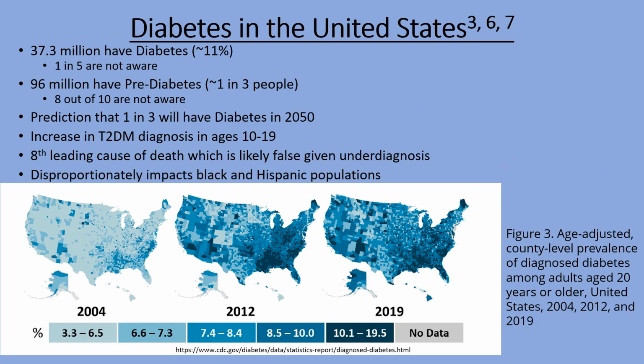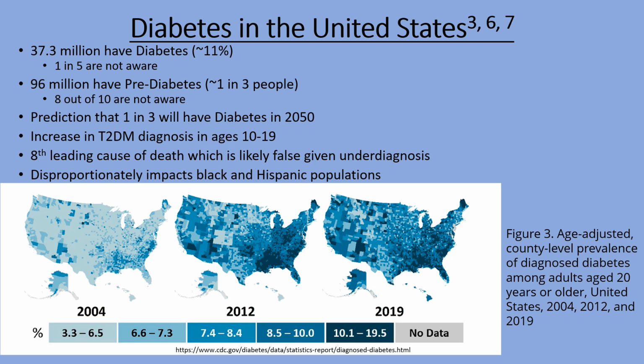Now we will talk about diabetes in the United States. The statistics on diabetes in the U.S. are very concerning. About 11%, or 37.3 million people, have diabetes, and 1 in 5 of those with diabetes are not aware that they have it. This is very concerning because people who are not aware that they have diabetes will not receive the treatment they need to prevent the complications that can develop from diabetes.